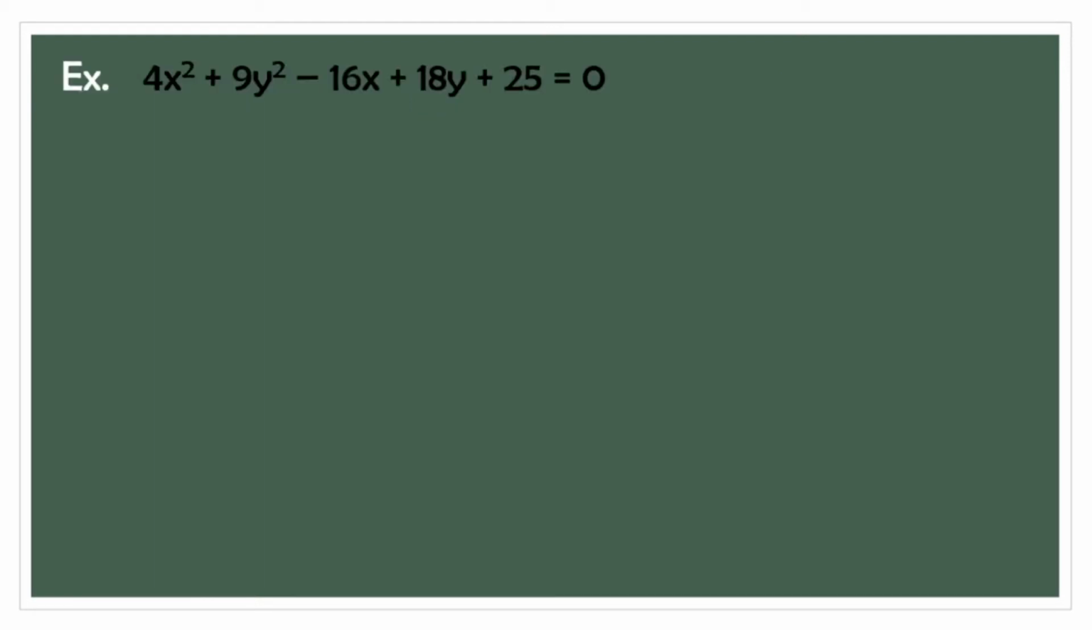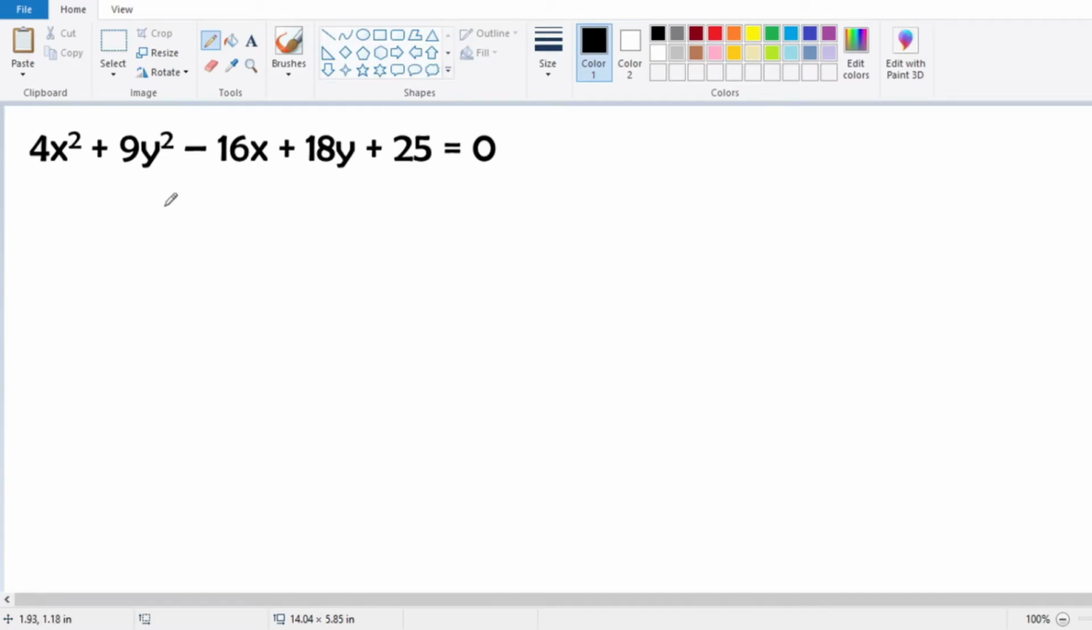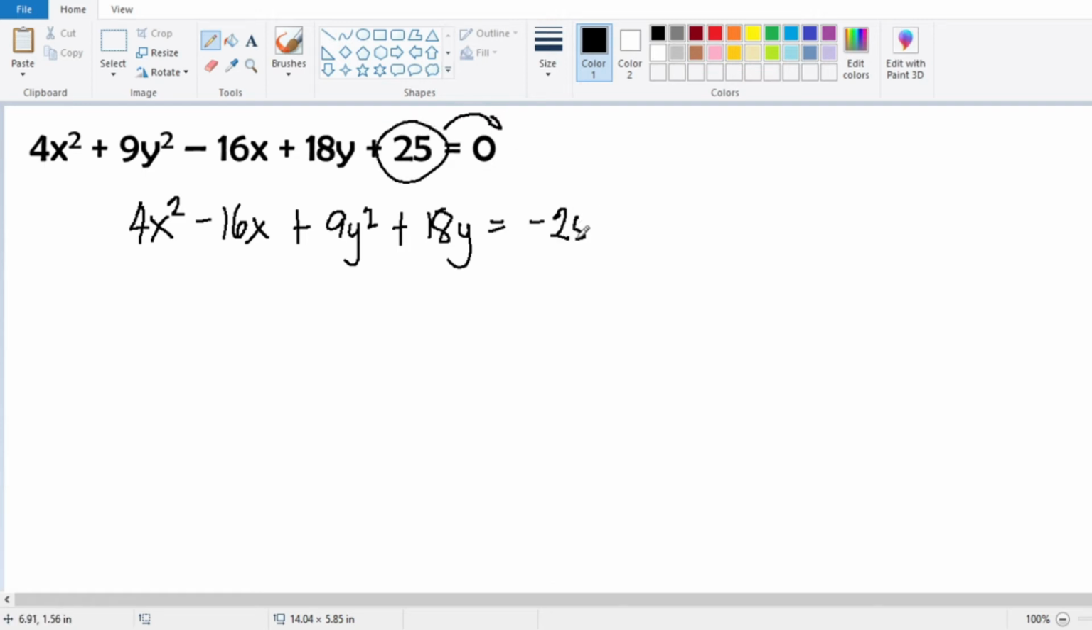You are given 4x squared plus 9y squared minus 16x plus 18y plus 25 is equal to 0. Sa unang tingin, isa siyang ellipse. Right? But then, pag inayos natin siya sa standard form, tingnan natin kung ellipse nga ba talaga siya. First step is to rewrite it such that magkakasama yung pare-pareho. Tapos, ilipat na natin si 25 sa kabilang bangir. There. And then, complete the squares.